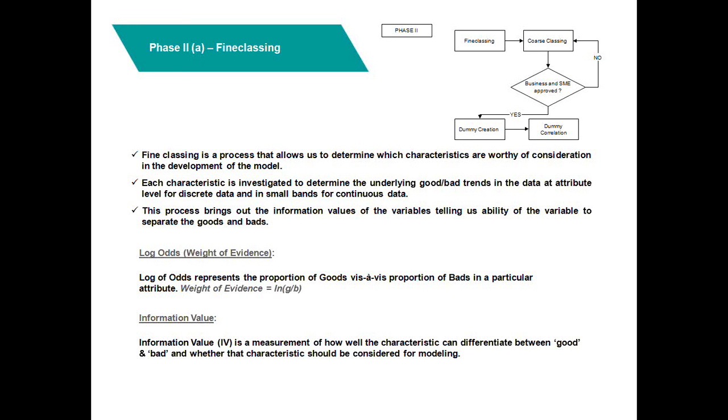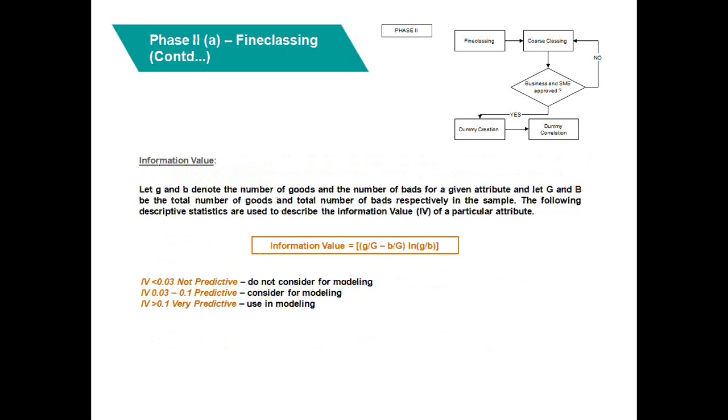You can search on Google, and you will get nice code for weight of evidence and fine classing. The fine classing continues. So, information value: let g and b denote the number of goods and number of bads for a given attribute, and let G and B denote the total number of goods and total number of bads respectively in the sample. The following descriptive statistics are used to describe the information value of a particular attribute. So information value is the sum of good by bad minus bad by good, multiplied by log of good by bad, where small g, capital G, small b and capital B are described above.